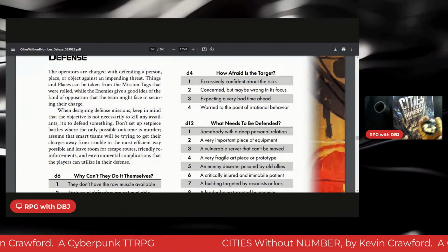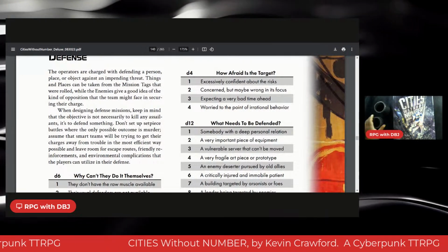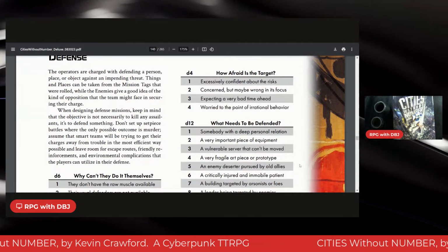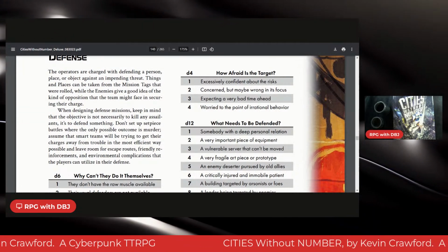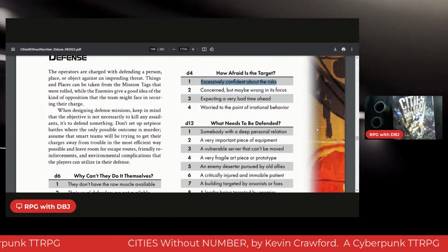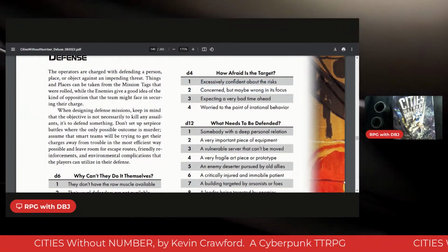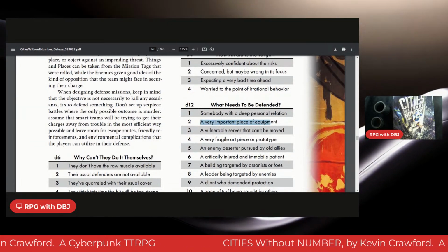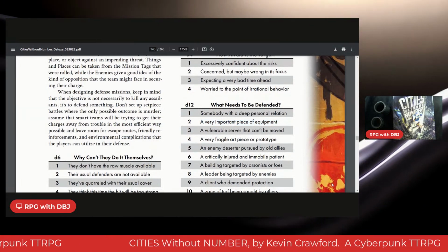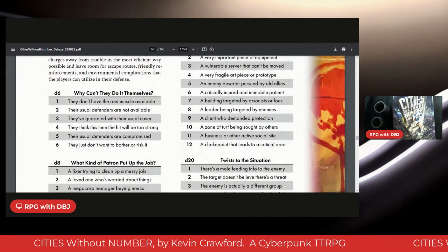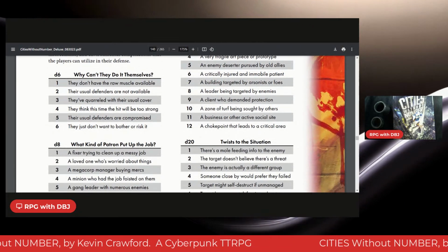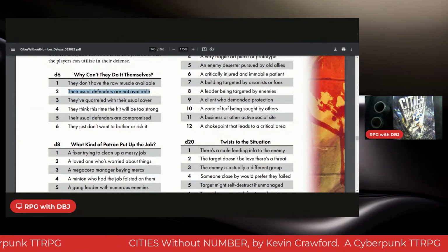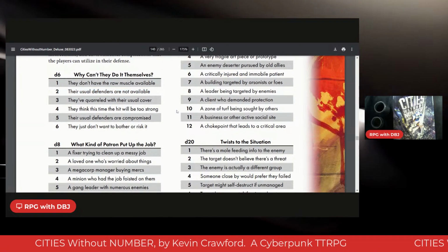And let's see. How afraid is the target? Let's see. They're afraid, excessively confident about the risks. Okay, that's usually different. What needs to be defended in the first place? How about number two? A very important piece of equipment. Why can't they do it themselves? Is D6 here. Their usual defenders are not available. Maybe they're on another mission or something.